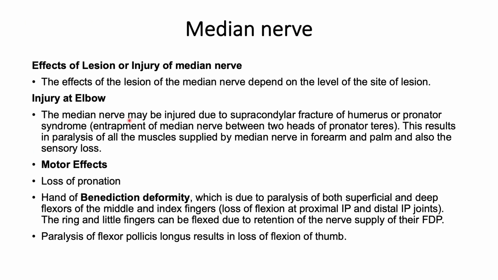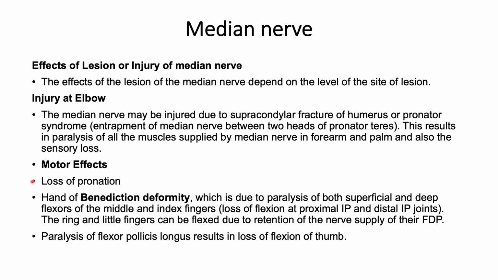So to summarize the effects of the lesion or injury of the median nerve, it depends on the level of the site of lesion. If it is in the elbow, it can be due to supracondylar fracture of humerus or pronator syndrome, where there can be entrapment. So there will be paralysis of all the muscles supplied by median nerve in the forearm and palm, and also there will be sensory loss.